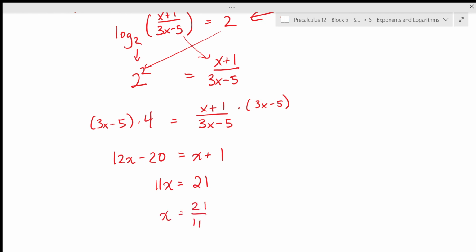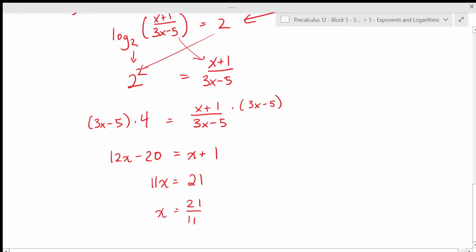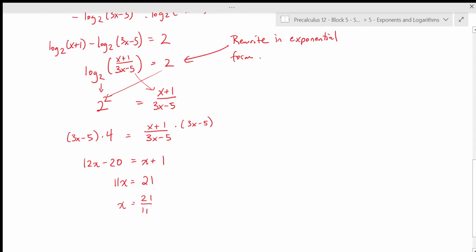Now, I don't want to actually go through and try to calculate what that log base 2 of all that stuff is, but I do need to check to make sure that x is not going to give me a negative inside any of my logarithms. So let's see, we have log base 2, and that goes back all the way to my original equation. So x plus 1, so 21/11 plus 1 is going to be greater than 0.